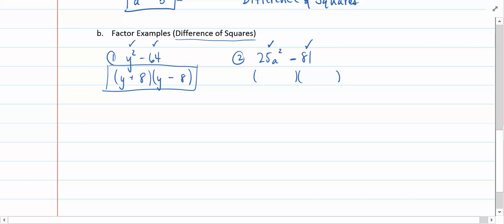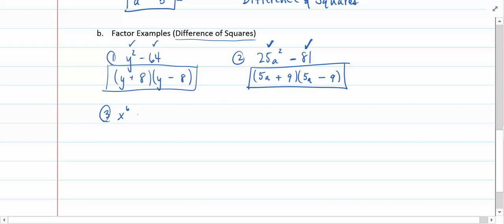So this is what we call a difference of two squares. A difference of two squares always factors into two binomial conjugates. The first entry of each binomial is the square root of my first term here, which is 5a. And the second entry of each binomial is the square root of the second term. So we have 9 and 9. One sign will be positive, one sign will be negative, and now we have a factored result for a difference of two squares.